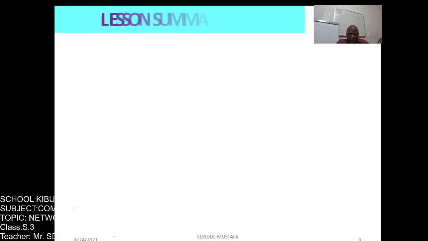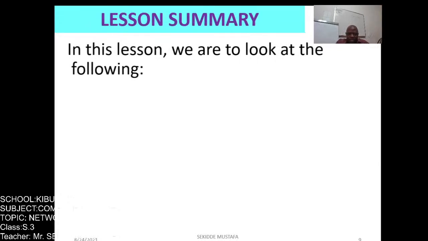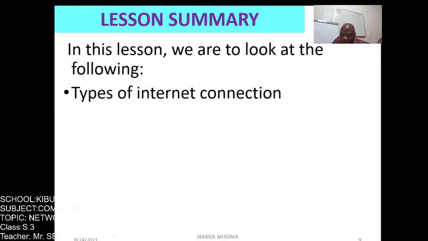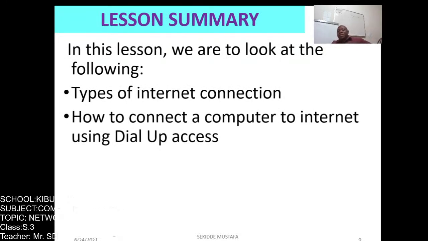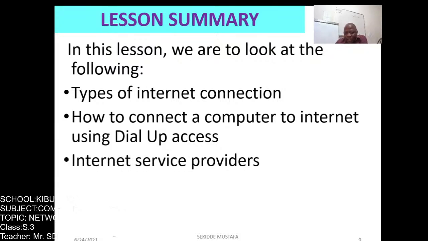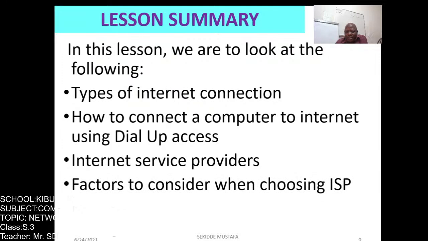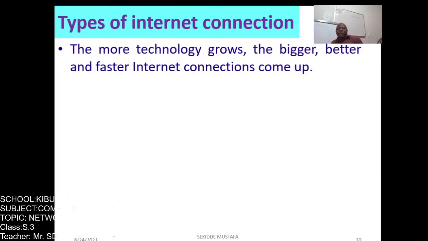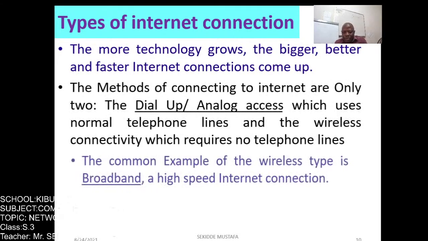Then we are going in for the summary. Actually, we are going into the summary of the next lesson. We are going to look at the types of internet connections, and how to connect a computer to the internet using dial-up access. Then the internet service providers. Then the factors considered when choosing an internet provider. That is what we are going to look at. First, we shall look at the types of internet connections.